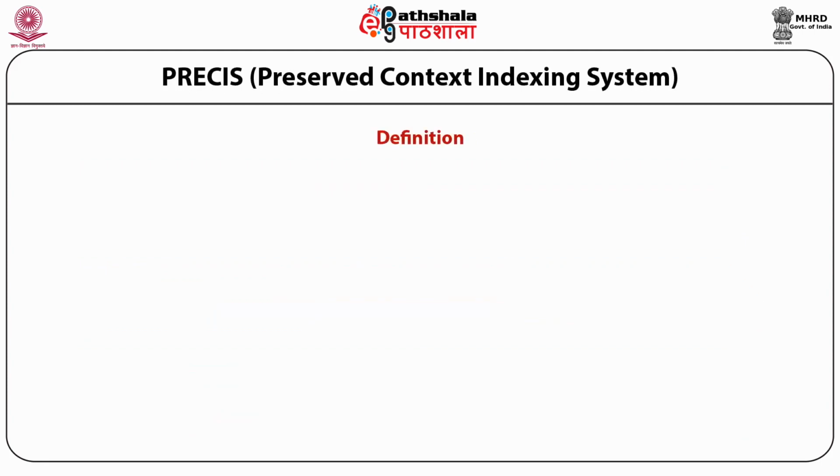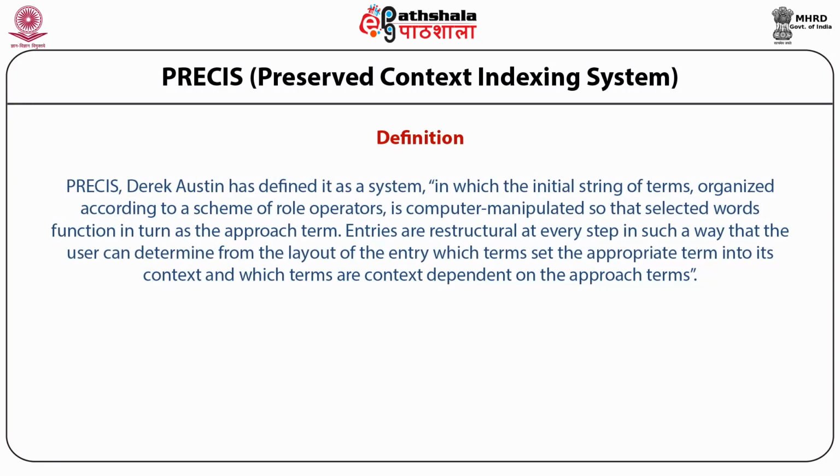Definition. The originator of PRECIS, Derek Austin, has defined it as a system in which the initial string of terms organized according to a scheme of role operators is computer manipulated so that selected words function in turn as the approach term. Entries are restructured at every step in such a way that the user can determine from the layout of the entry which terms set the appropriate term into its context and which terms are context dependent on the approach terms.